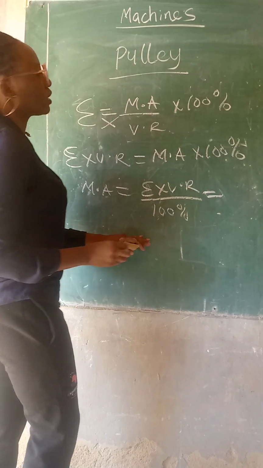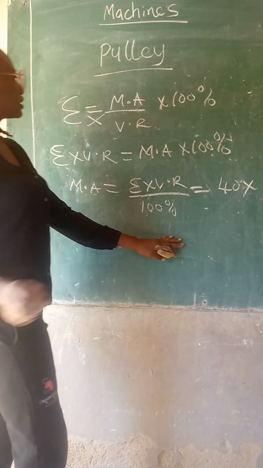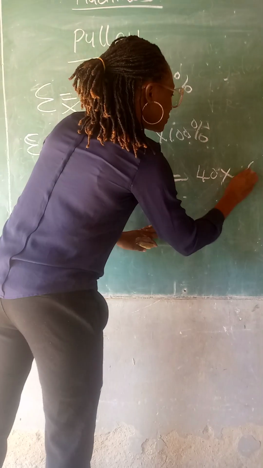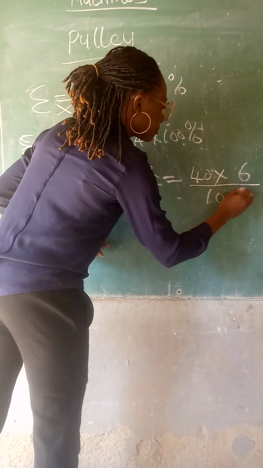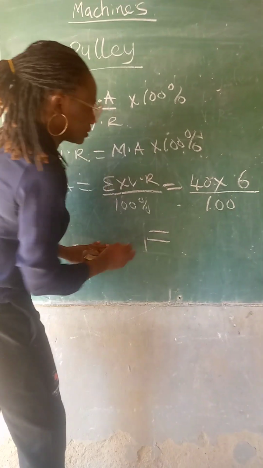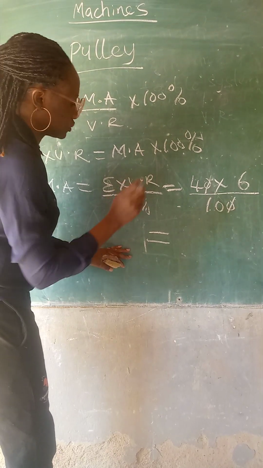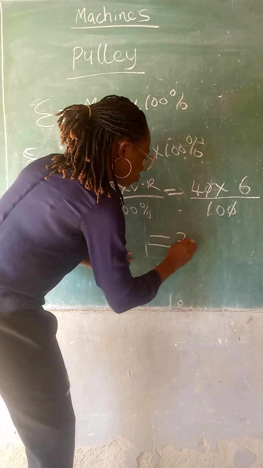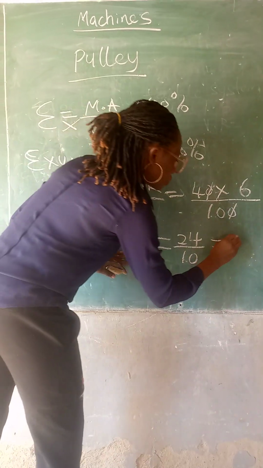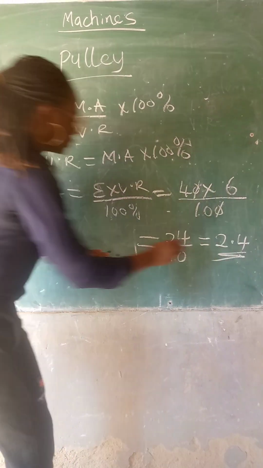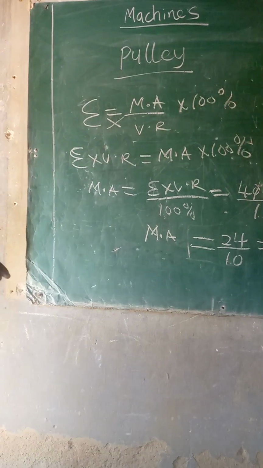So what is E? Efficiency is 40. What is VR? VR is 6, which is the number of wheels. Then we have over 100. The 0 cancels 0, and we are left with 4 times 6, which is 24, over 10. This is equal to 2.4. So we have found our mechanical advantage to be 2.4.